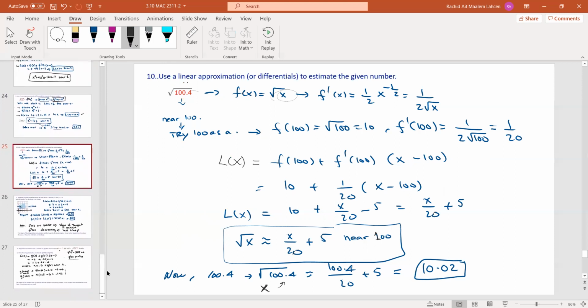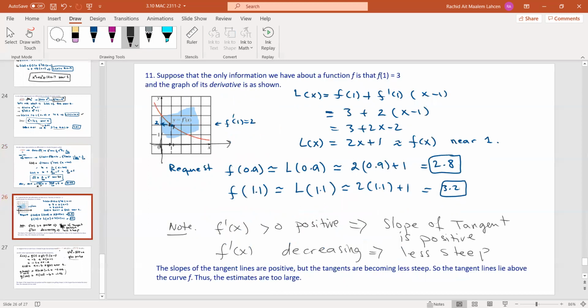All right, so once you do these examples, now we'll switch gear to a similar thing, but in examples where, for example, the formula is not given and it's asking some additional questions. So suppose the only thing that we know is f of 1 is 3, and the graph of its derivative is this. Well, okay. So let's find what is f of 0.9 and 1.1.